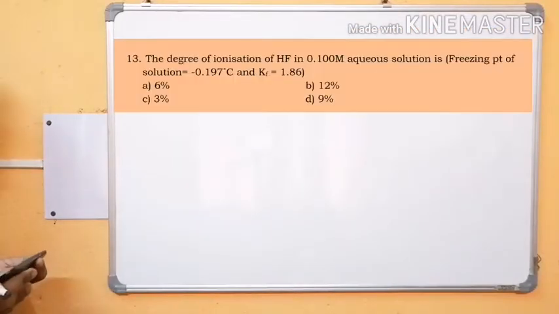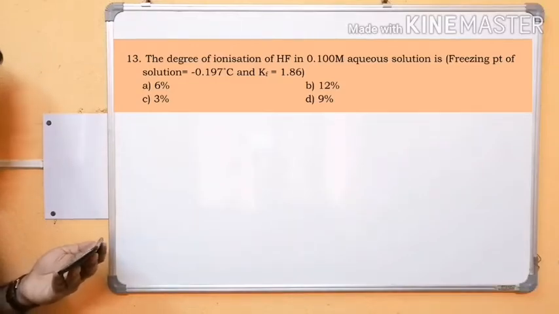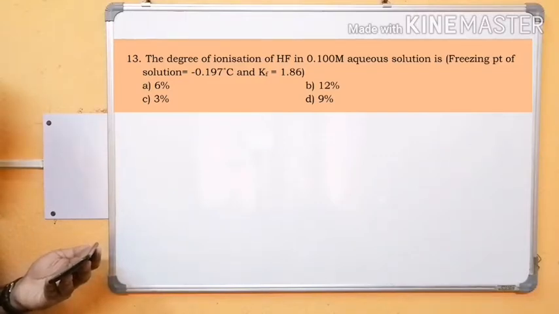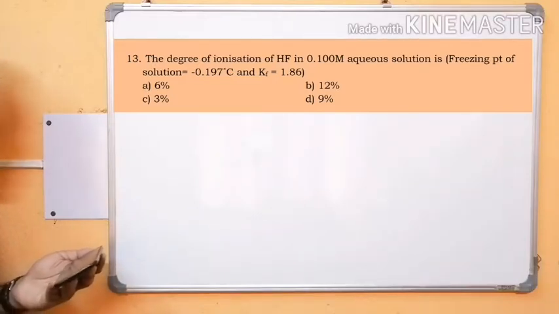The next question is: the degree of ionization of HF in 0.100 molar aqueous solution is... So you have to find out the degree of ionization of HF in 0.1 molar aqueous solution. Now what is given? The freezing point of the solution is minus 0.197, and the Kf value is given.